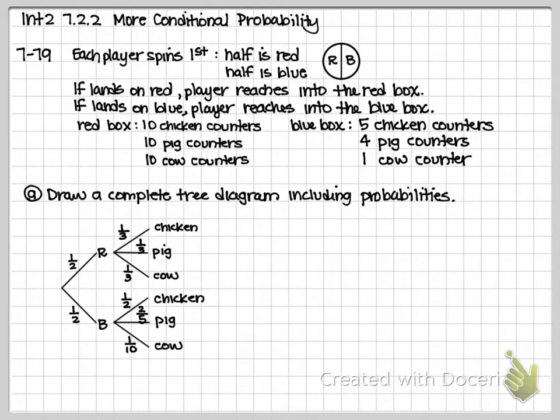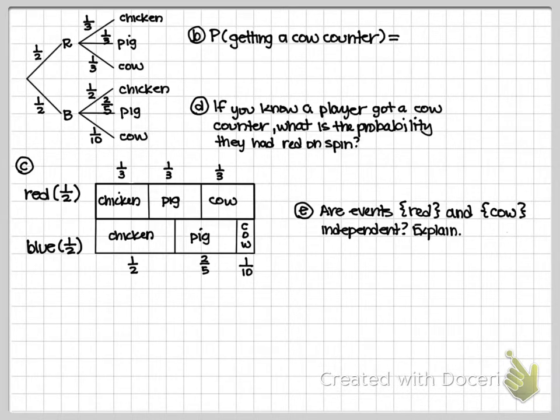So we're going to use this now to be able to answer some questions. So moving on to the next slide. All right, so here we go. Same tree diagram. Now we want to figure out what the probability of getting a cow counter is. So anything along the branch that has a cow counter in it is what we're going to use. So if I take a look at this, I know that I could have gone red and then gotten the cow, or I could have gone blue and then gotten the cow. So I need to go along those branches.